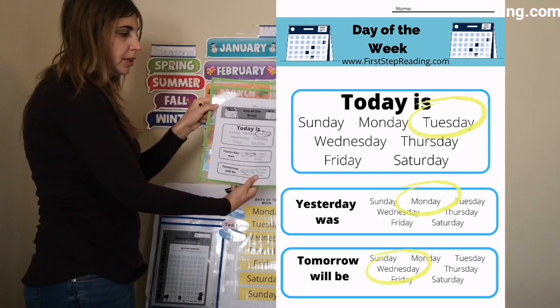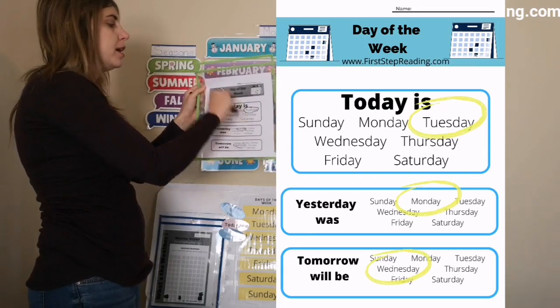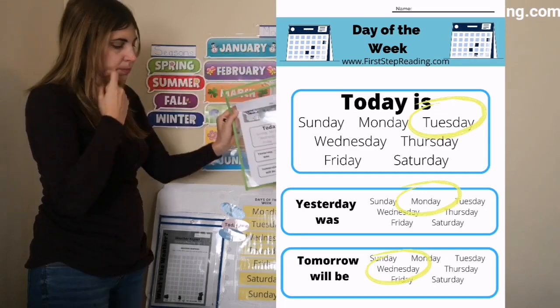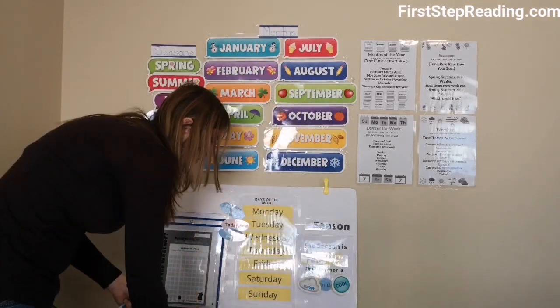And that's how you do it, okay? Yesterday's the day before today, and tomorrow's the day after. So you could print these worksheets at home, and you can try those for your calendar.